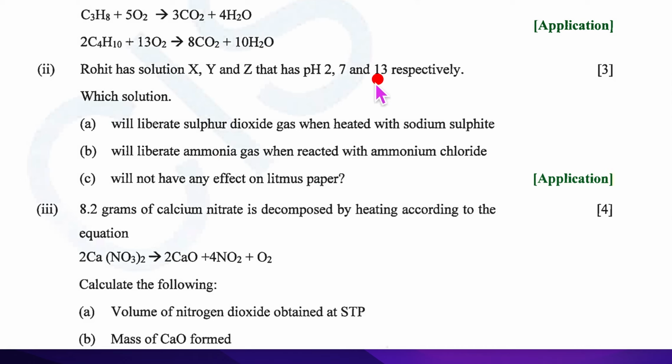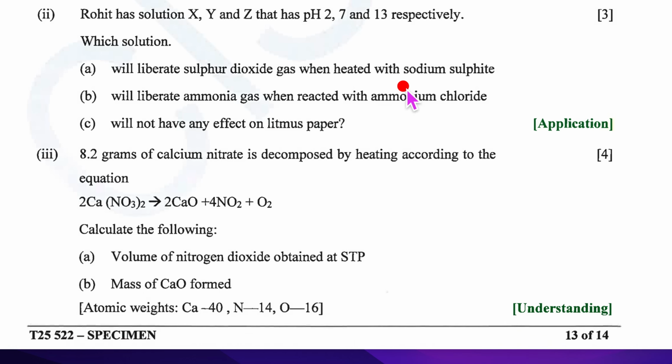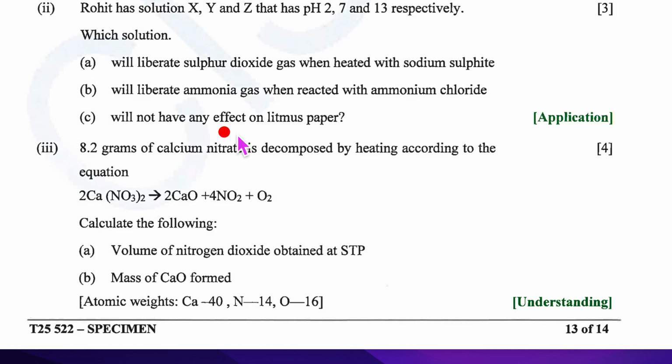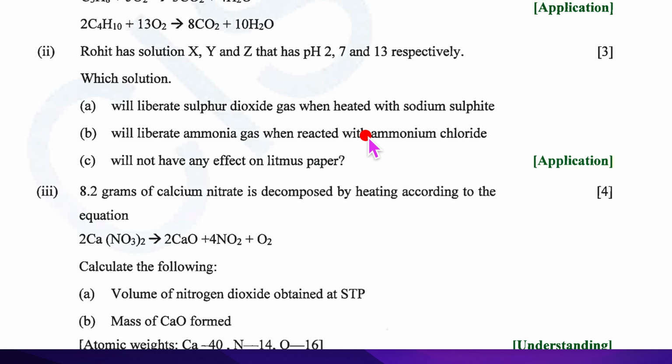Which one of them will have OH? Not 2, not 2, because it's acid. 13 will be what? It will be alkali. You're with me? Then which will have no effect on the litmus paper? Obviously the one which is neutral, that is why.